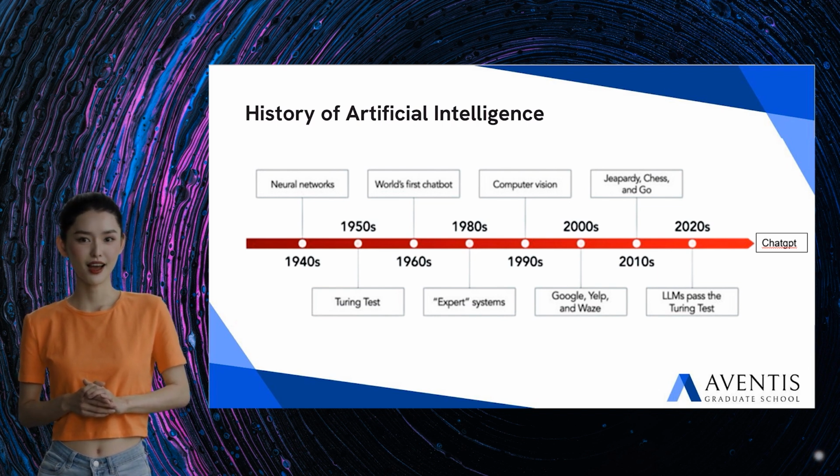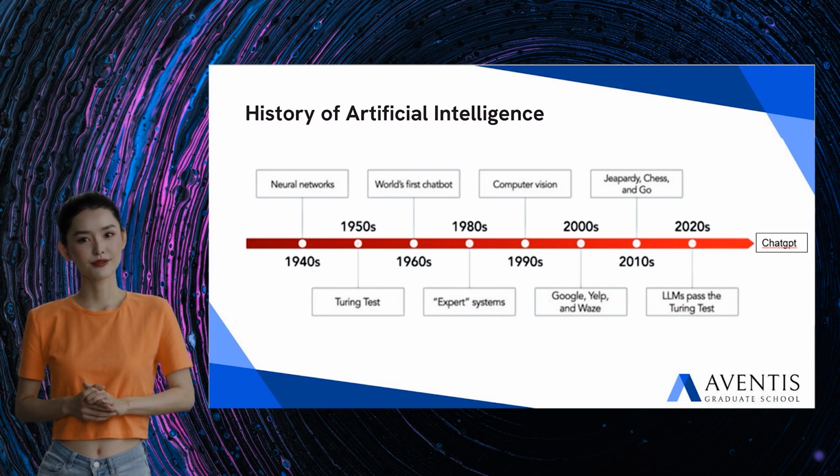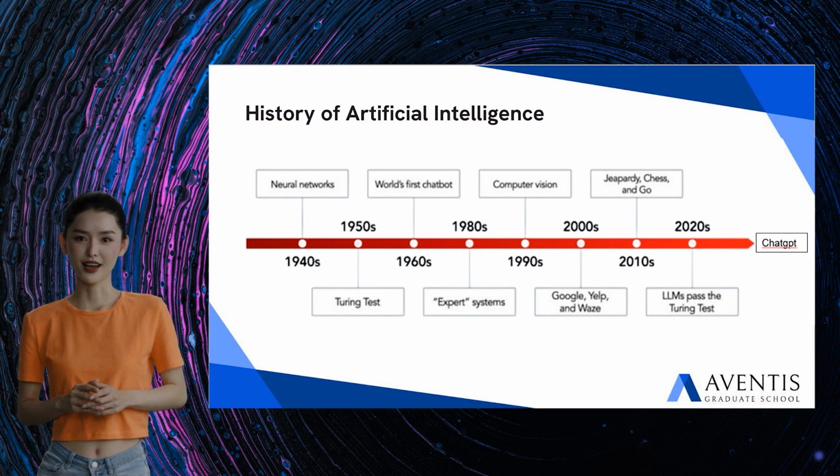This advancement allowed computers to recognize and process images, paving the way for innovations like facial recognition and autonomous vehicles. 2000s. AI in everyday applications. Fast forward to the 2000s, and we see AI becoming more integrated into everyday life. Companies like Google, Yelp, and Waze utilized AI for recommendation systems and navigation, analyzing user behavior and preferences to provide personalized experiences and real-time traffic updates.